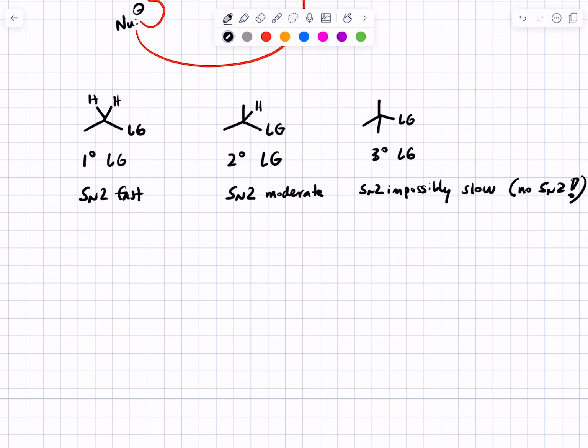We're going to see similarly, well, in sort of an inverse way, that the E2 reaction is fast for tertiary alkyl halides. It's moderate for secondary alkyl halides, and it is slow for primary alkyl halides. So you can see that you can make some decent decisions here now based on alkyl halide structure. If it's a tertiary alkyl halide, and you have a competition between SN2 and E2, E2 is going to win because SN2 is impossibly slow. Similarly, if you have a primary alkyl halide and it's a competition between SN2 and E2, SN2 is going to win because E2 is too slow.